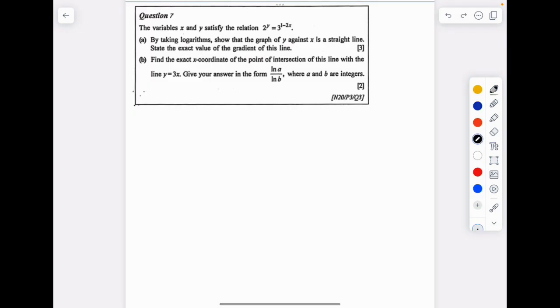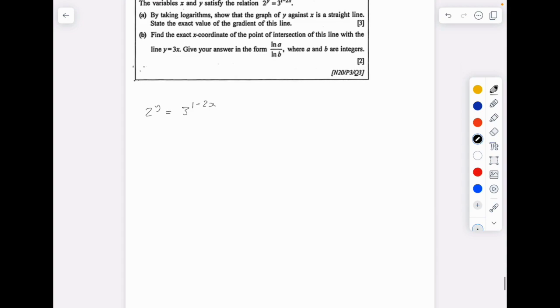Alright, now question 7 is pretty standard as well. So basically what we got is these variables satisfy this relationship. By taking logarithm, show that the graph of y against x is a straight line. So what we got here, guys, is 2 to the power y is equal to 3 to the power of 1 minus 2x.